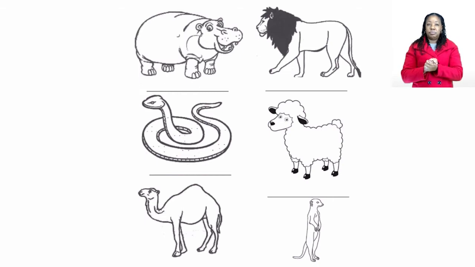Now we need to draw the arrows to show which way the animals are facing. The first animal is a hippo. Now, I would like you to complete the little line at the bottom by putting in the arrow showing which way the hippo is facing. Let's look at the next animal, the lion. In which direction is the lion facing or looking? Now, draw the arrow to show where the lion is facing.